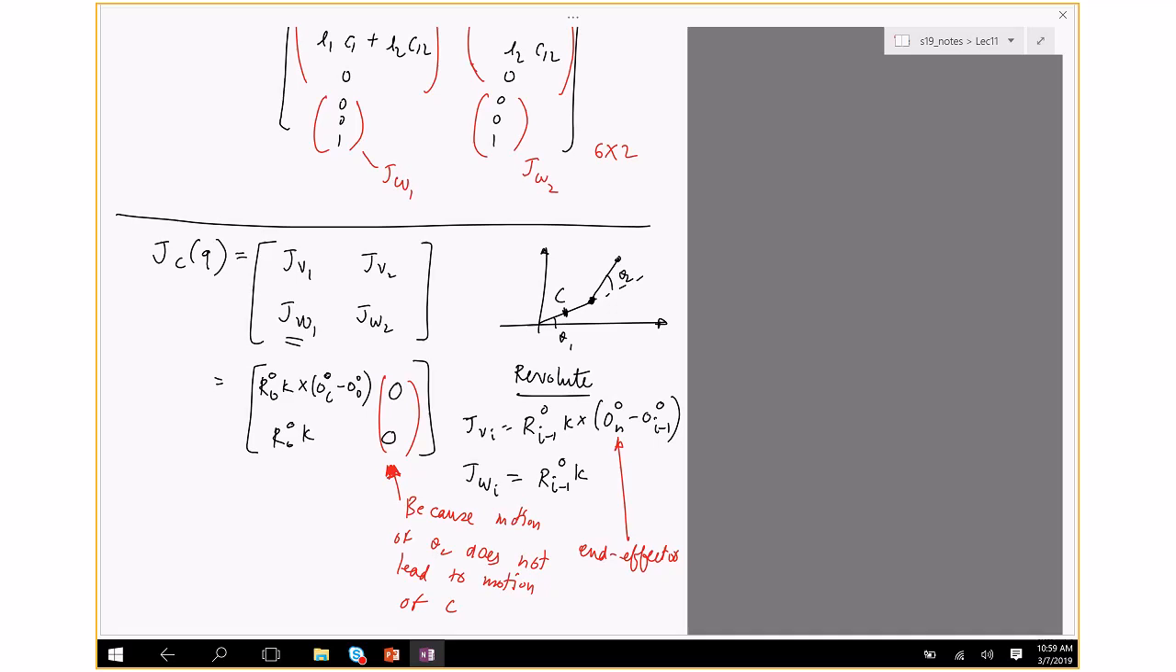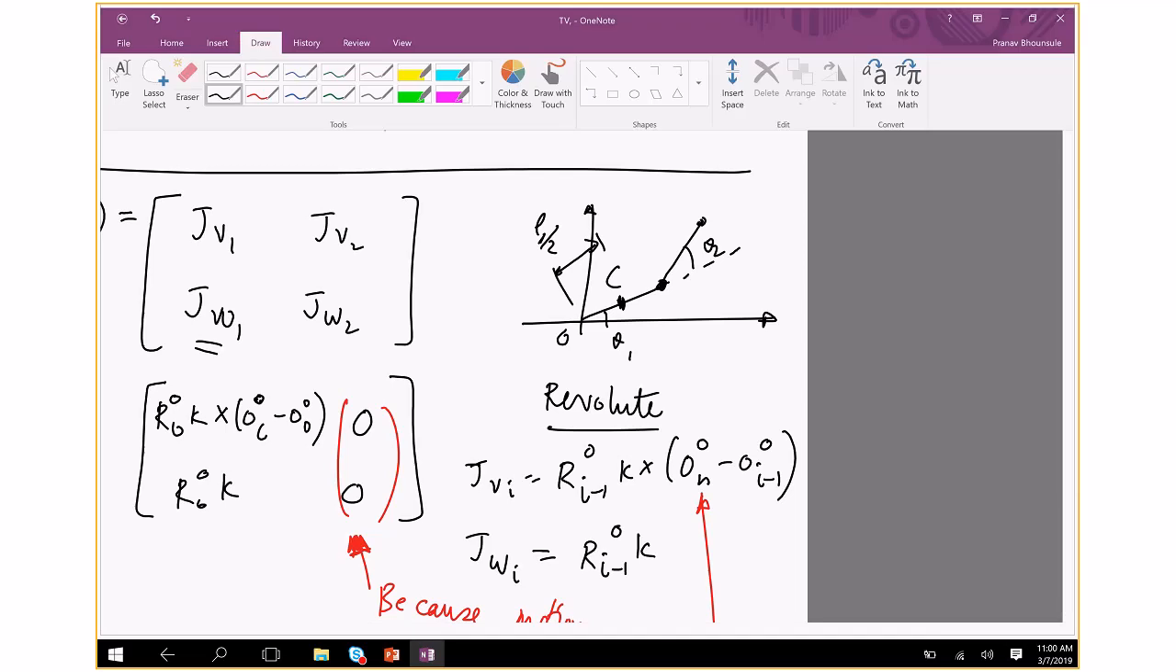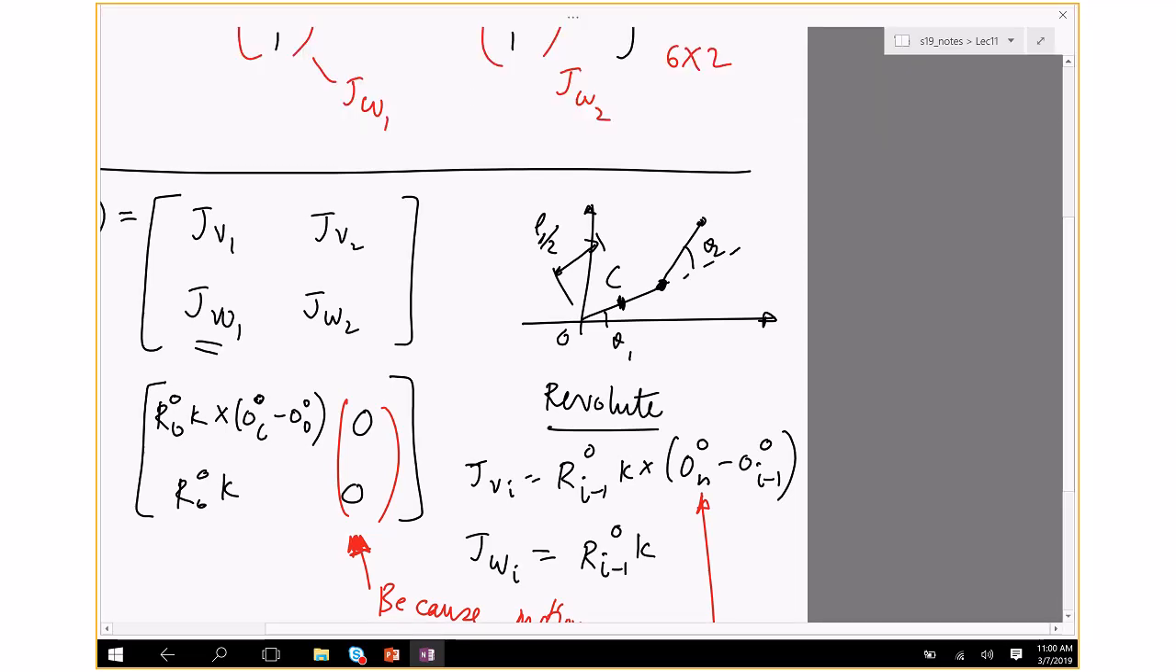OC0 is the position of C with respect to the base frame. You can figure that out from trig. This length is L1 divided by 2, and so the x component is going to be L1 divided by 2 cosine theta 1 and L1 divided by 2 sine theta 1 for the y. But you would not want to rely on trig, because if it's a complicated manipulator, then it's going to be hard to do that. So you can actually use your A matrices, the A's we derived, to find that.